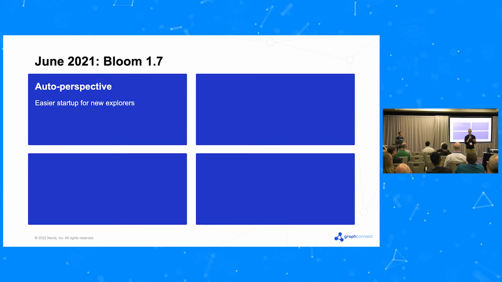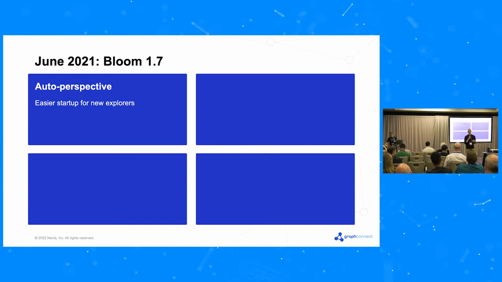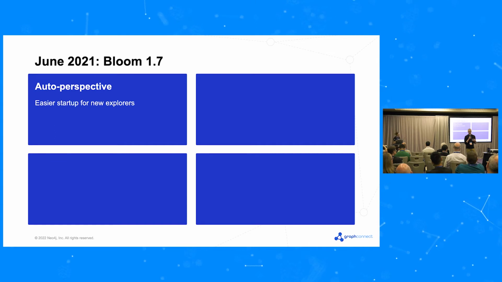So we're actually sampling one node of each type and some of the properties found on those, and providing that as the perspective to the Bloom user to provide a user experience that doesn't require learning what a perspective is before you can use Bloom for the first time. Now, once you've done that, you can then see the perspective gallery when you open that database again.